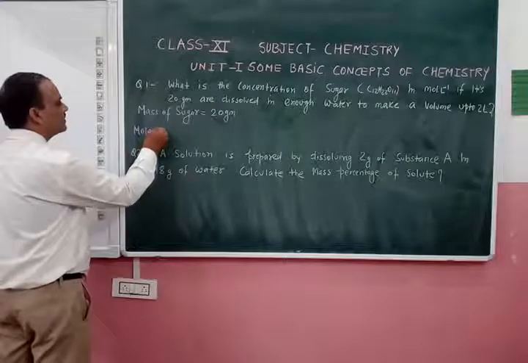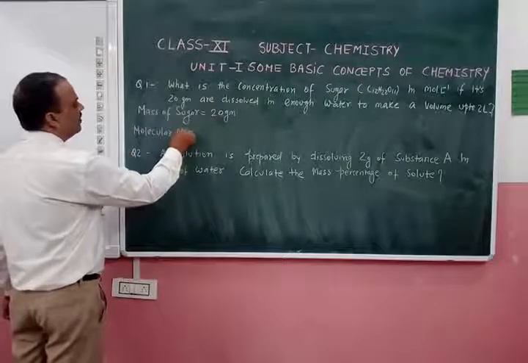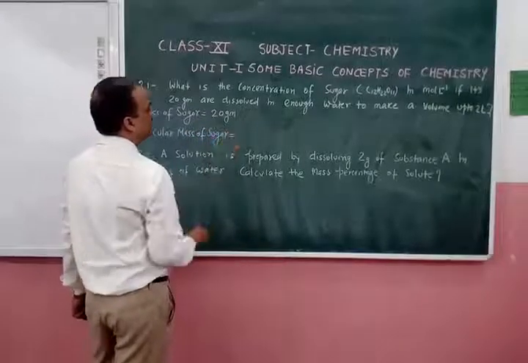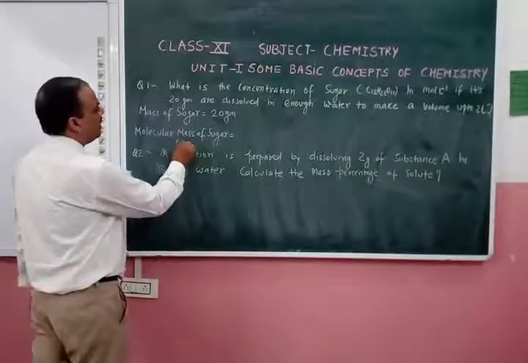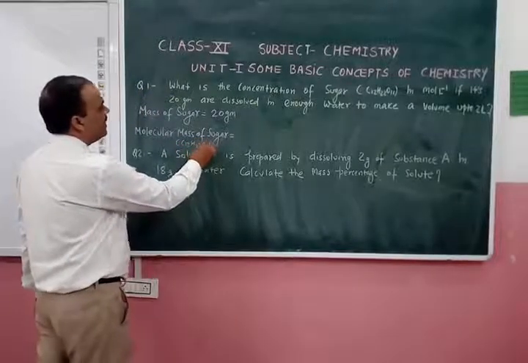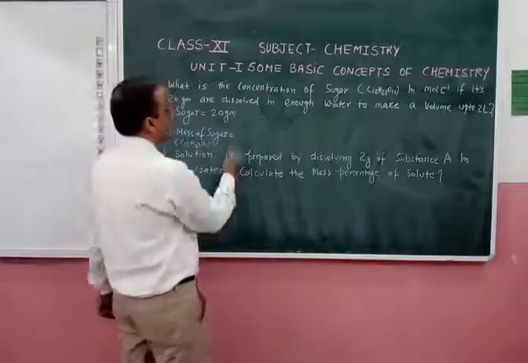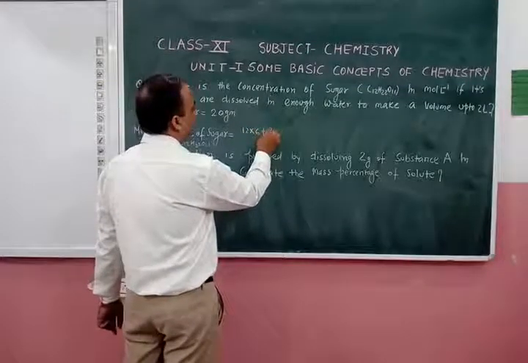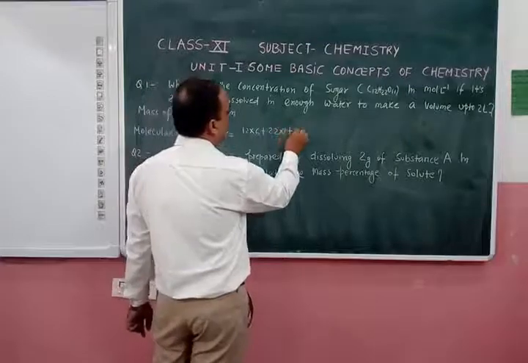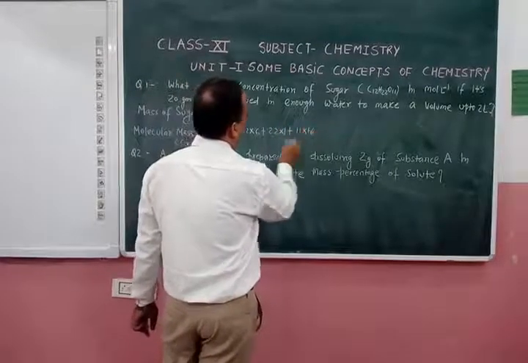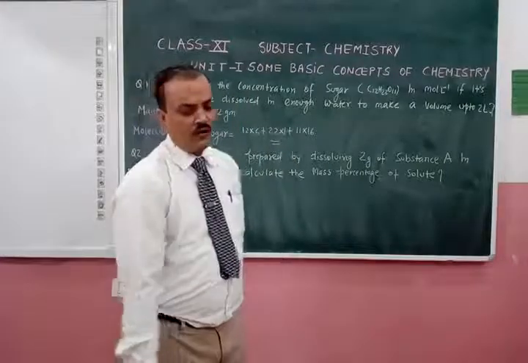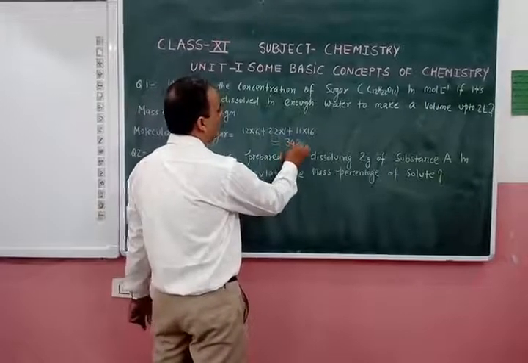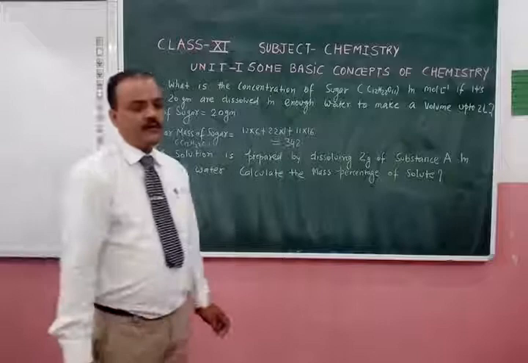Molecular mass of sugar equals, by using the molecular formula of the sugar molecule, we find out the molecular mass: 12 multiplied by 12 plus 22 multiplied by 1 plus 11 multiplied by 16, and the total value of this mass we get is equal to 342. 342 is the molecular mass for that particular sugar.